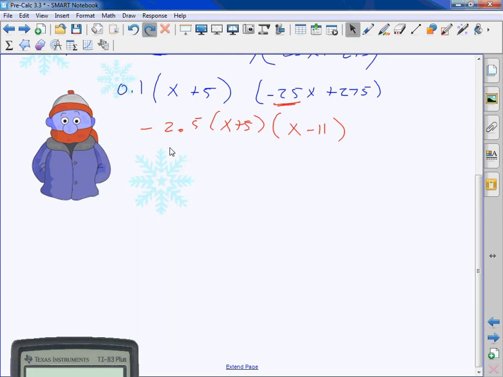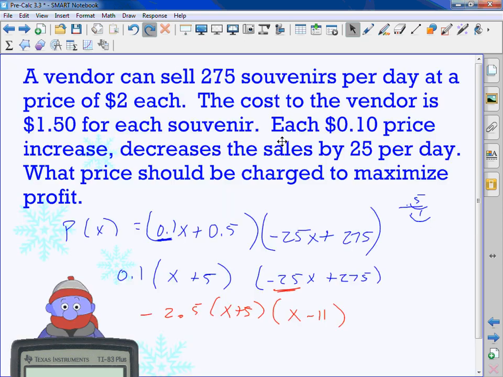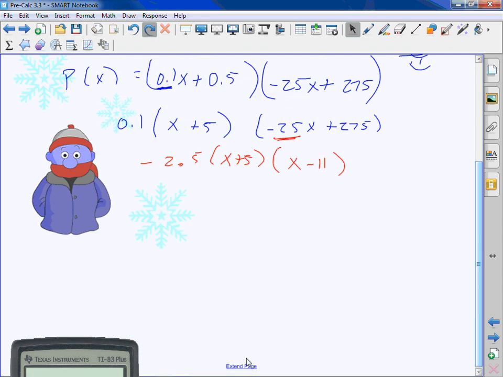How do I find the vertex from this form? It's an X-intercept form. To find the vertex, it's s plus t divided by 2. It would be negative 5 and positive 11. Those are my s and t's. So negative 5 plus 11 over 2. What's negative 5 plus 11? 6 divided by 2 is 3.